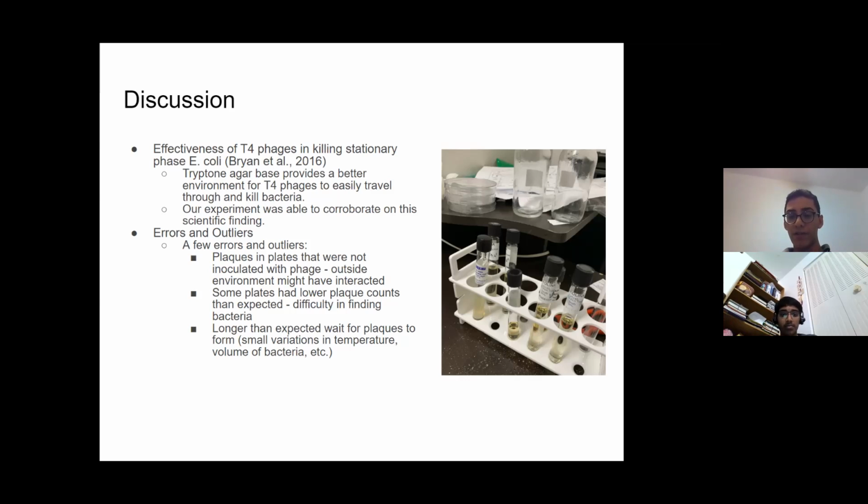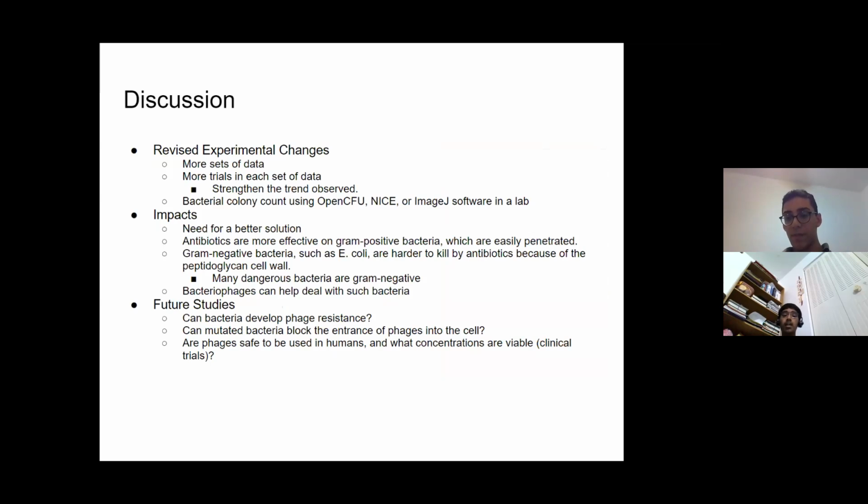As expected in low-budget experiments, we did have some errors and outliers. 2 plates with no phage inoculated still produced plaques, which surprised us. And some plates had fewer than expected bacterial colony count, which could be related to the density of the tryptone agar base. If we were to conduct this experiment again, we would make a few changes to our experimental procedure, like more sets of data, different concentrations of phage, and also more trials in each set of data, which can help us strengthen our trend.